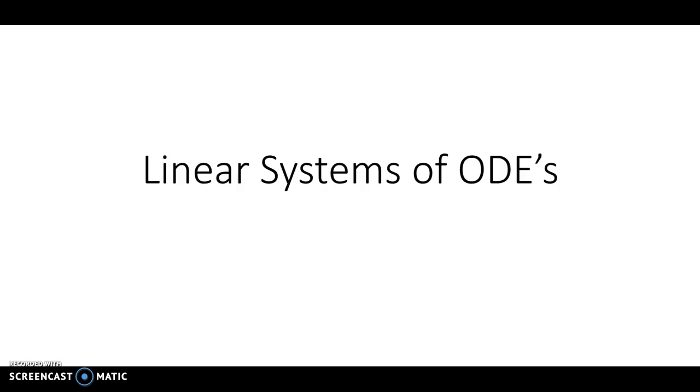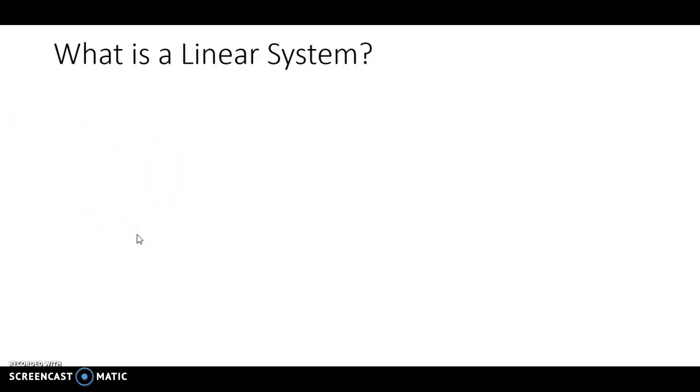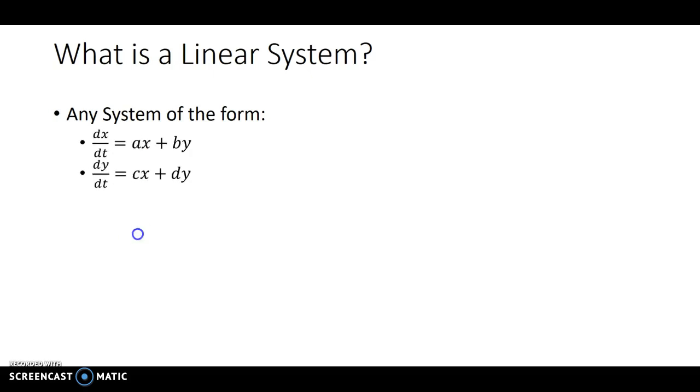Hello, in this video, we're going to talk about linear systems of ODEs. This is a special case of systems of ODEs where they take on a specific form. So we consider a system of differential equations to be linear if we can express both of them in terms of a linear combination of the dependent variables.